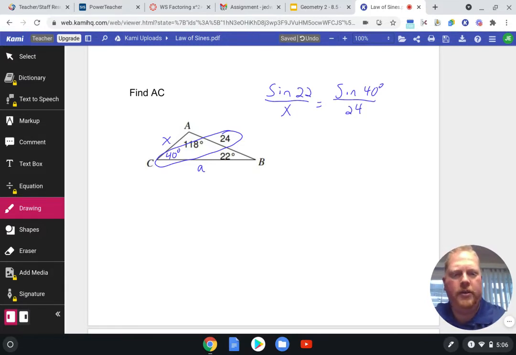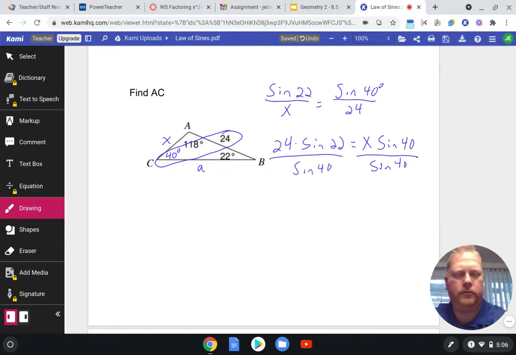Cross multiply. So 24 times the sine of 22 equals x times the sine of 40 degrees. Divide both sides by the sine of 40 so you can get x all by itself. So sine of 40 cancels with sine of 40. And then this is what I'm going to plug into my calculator. 24 times the sine of 22 divided by the sine of 40.